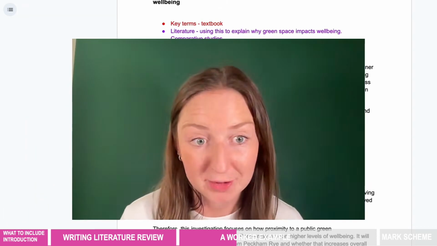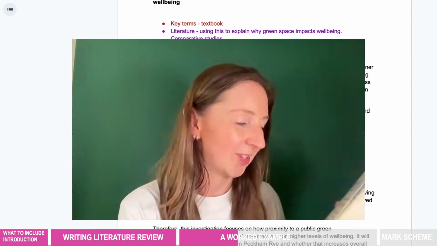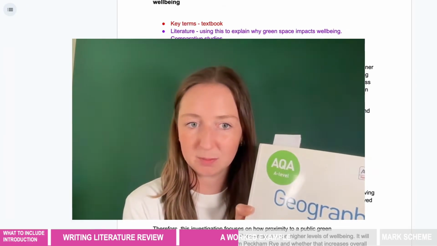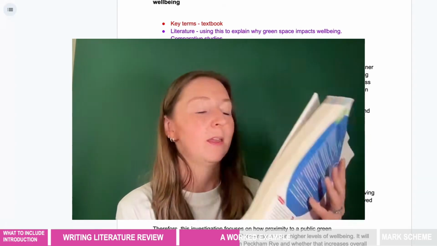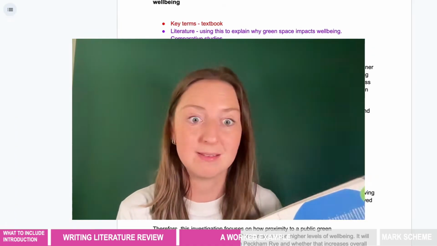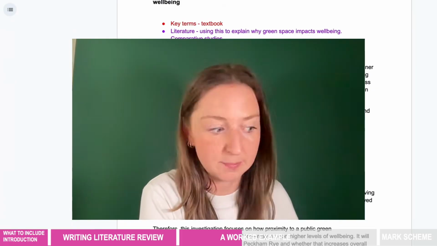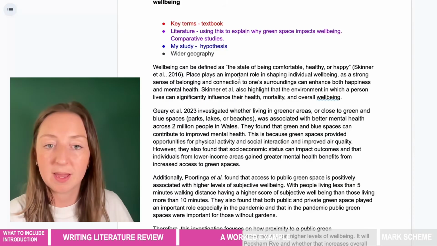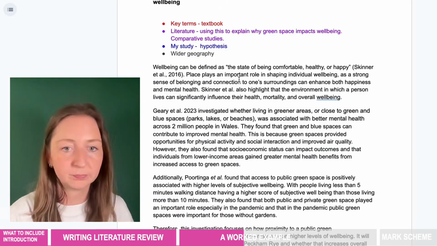So I have defined well-being using the geography textbook. Not enough students in A-level geography just refer to the textbook. It's a really good way of using an unbiased academic source. There's a glossary at the back. It says when well-being is talked about in other pages. So you can see the pages and you can read the key concepts around it. So I always recommend for key terms, start with the book as your first definition.